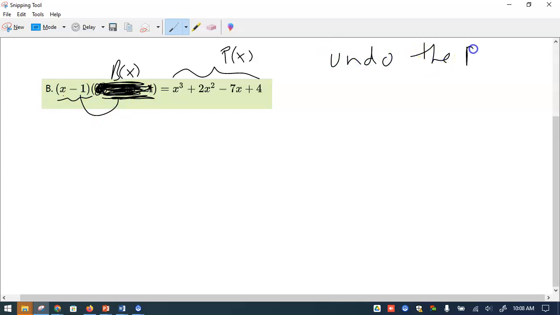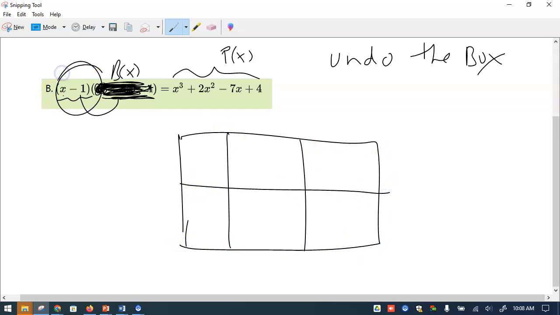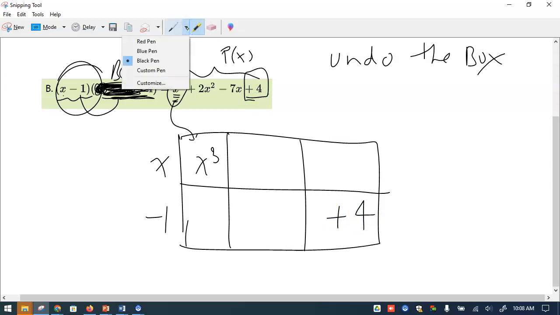undo the box method. So what that means is let's make a box. Okay, 3. So this x minus 4 is the same x minus 1. Now, remember the very first term is x cubed. So this x cubed will go straight away right here. So this will be x cubed. And the number which is shown here, that will go right here, plus 4. Okay. Now, let me write this is that 2x squared, right? So we'll see that later on.